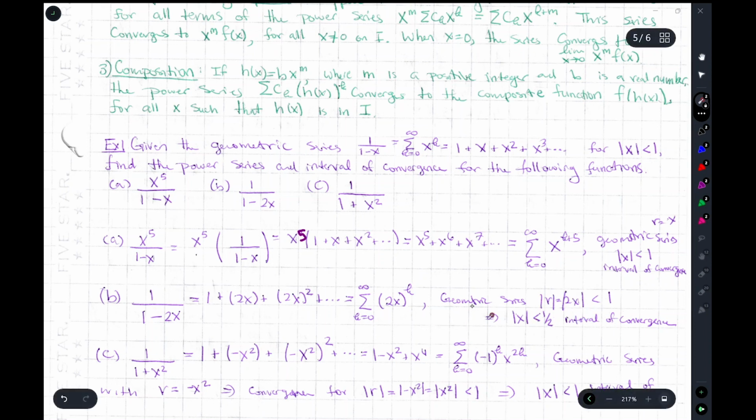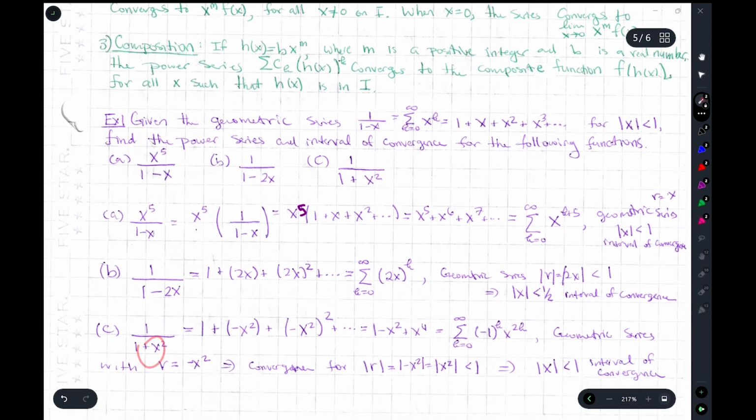So now the ratio is equal to 2x, and that should be strictly less than 1. So x needs to be strictly less than a half for the interval of convergence. So you've got to be careful with this composition, okay? And notice that the interval of convergence got smaller.